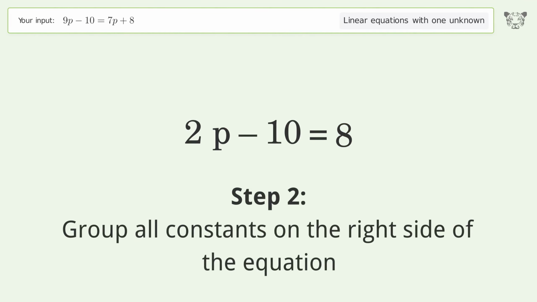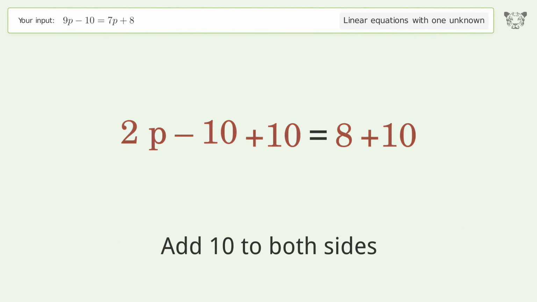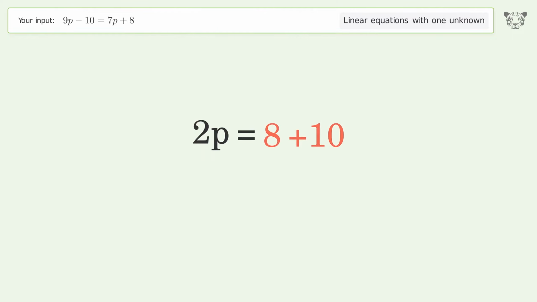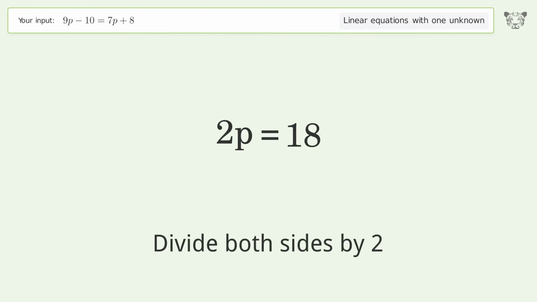Group all constants on the right side of the equation. Add 10 to both sides. Simplify the arithmetic. Isolate the p. Divide both sides by 2.